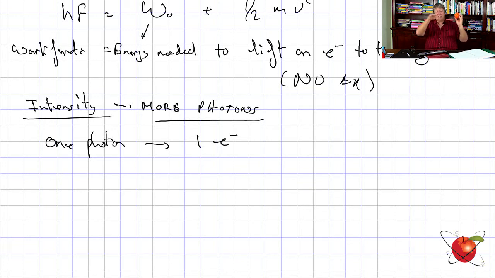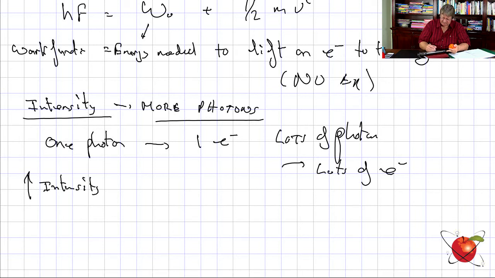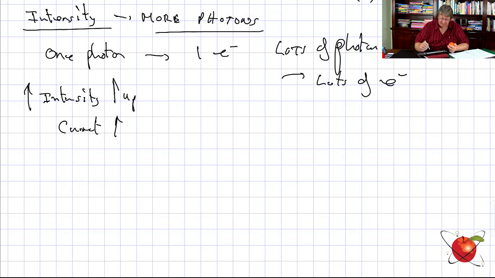Therefore, if I've got lots of photons, I get lots of electrons. It's as simple as that. Now, if I push my intensity up, then my current goes up. The more photons, the more electrons. So intensity is linked to current. Similarly, it's going to affect the ionization energy as well.